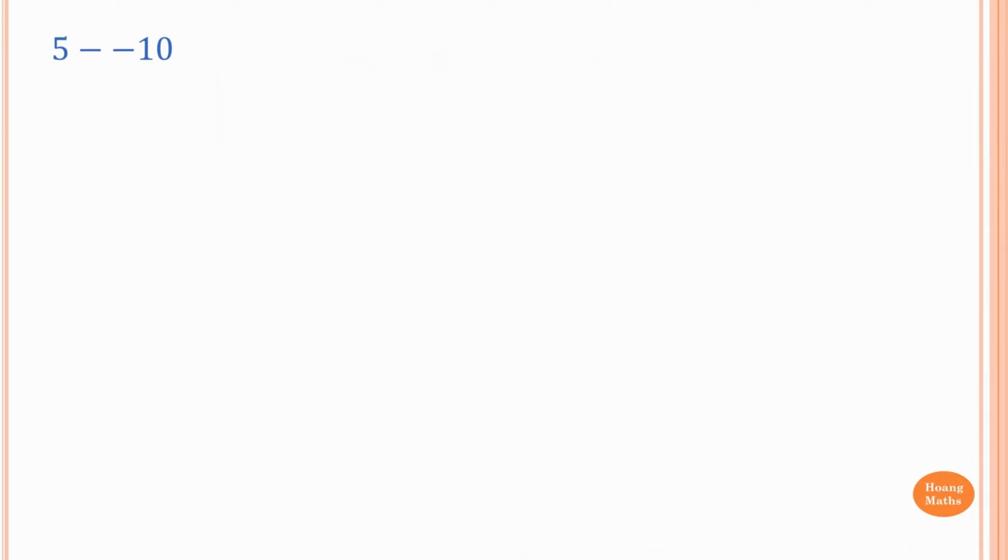Let's go to a few examples. First of all, we have 5 minus 10. Now remember, we have two negatives together, so therefore it becomes a negative. So that is equal to 5 plus 10, and 5 plus 10 is 15. Next one.